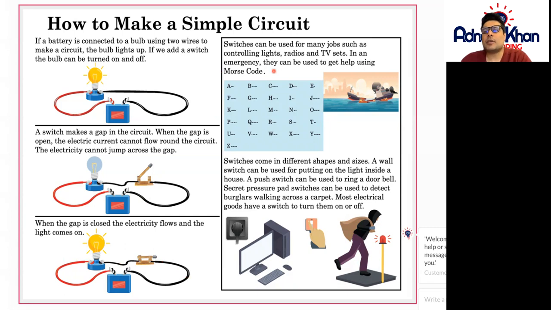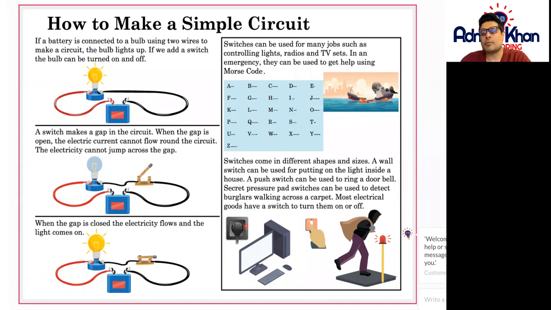So switches can be used for many jobs, such as controlling lights, radios, and TV sets. In an emergency, they can be used to get help using Morse code. Switches can come in different shapes and sizes. A wall switch can be used for putting on the light inside a house. A push switch can be used to ring a doorbell. Secret pressure pad switches can be used to detect burglars walking across a carpet, for example. Most electrical goods have a switch to turn them on or off.